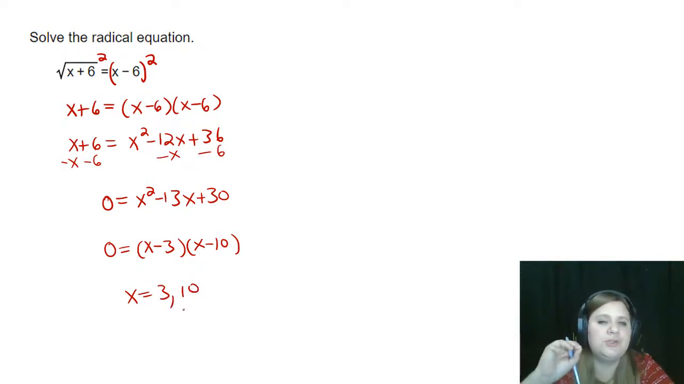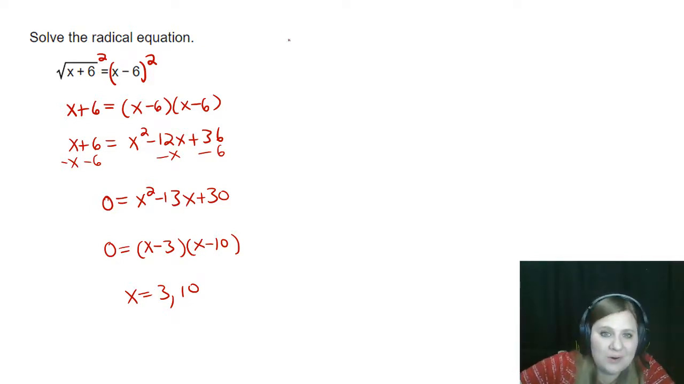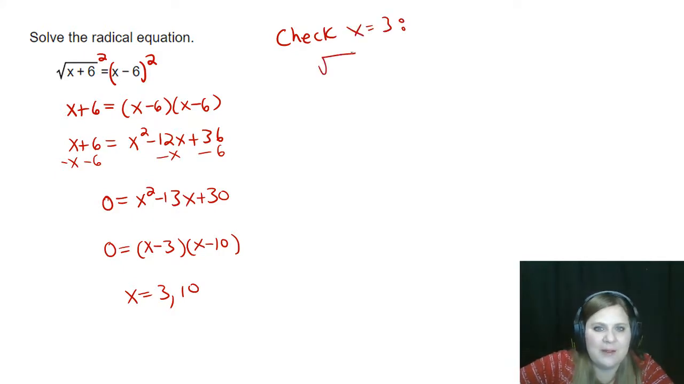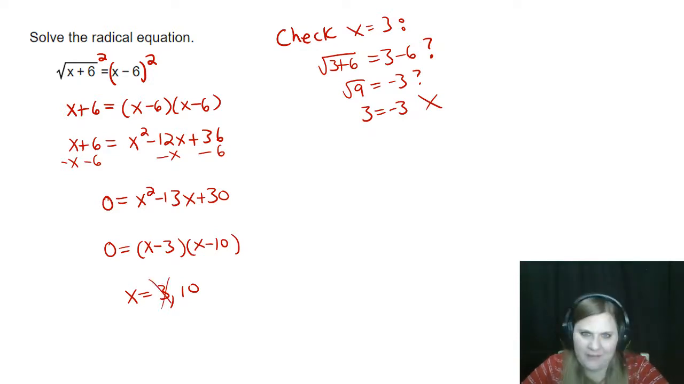But remember, do not box them both until you've checked that they actually work. So let's check x equals 3. I have square root of 3 plus 6 equals 3 minus 6. Don't forget your question mark. Square root of 9 equals negative 3. 3 equals negative 3 is not true, so x equals 3 is not valid.